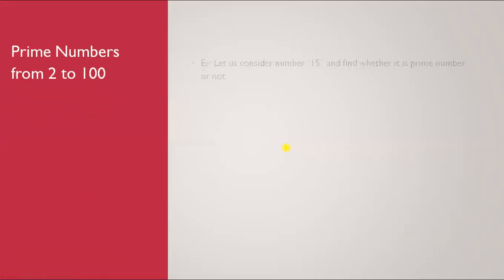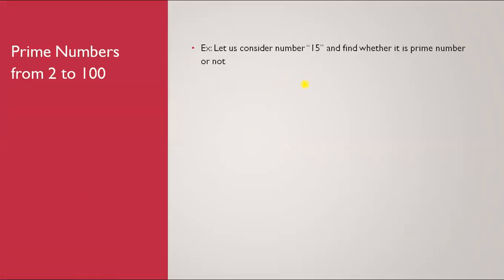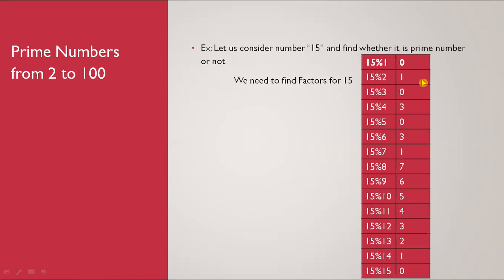So let us assume that we want to know the factors of 15. To find the factors, we start this way: 15 mod 1, 15 mod 2, 15 mod 3, 4, till it reaches 15. Wherever the modulus operator gives 0, we can say that these are the factors. The factors are 1, 3, 5, and 15, right? So these are the factors for 15.